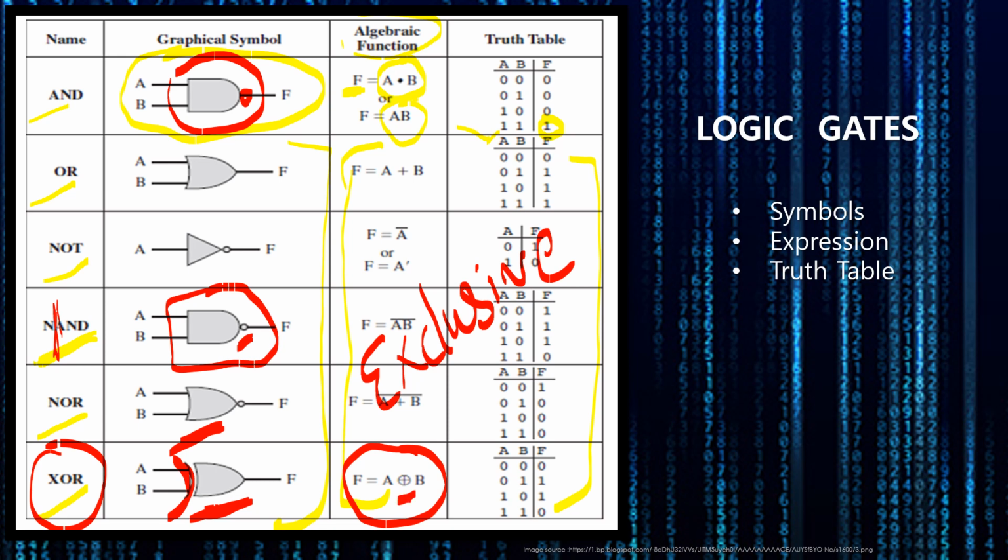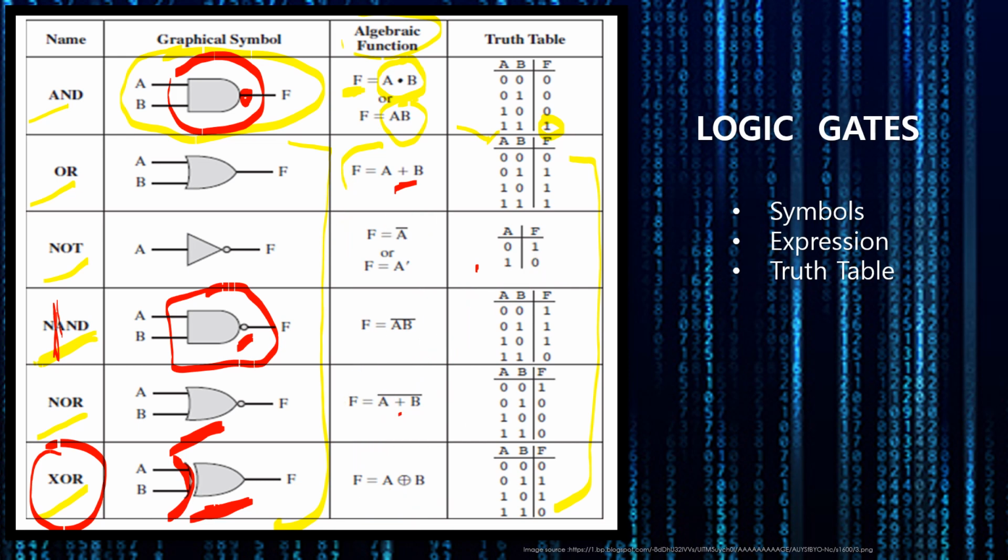Like for AND we have a dot sign, for OR we have a plus sign, for NOT we have a bar sign, for NAND we have again A dot B with a bar, then for NOR we have A plus B with a bar, but for exclusive OR we have a circle with a plus sign. Fine. Okay, so this is about the gates, their symbols, their algebraic functions, and truth tables.